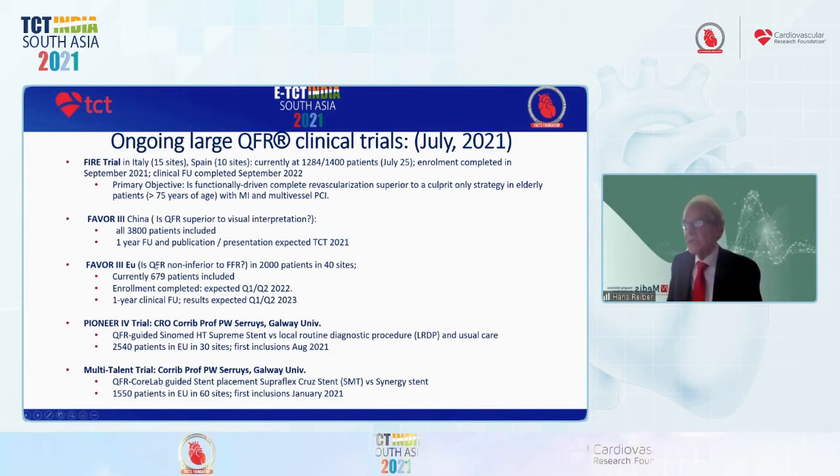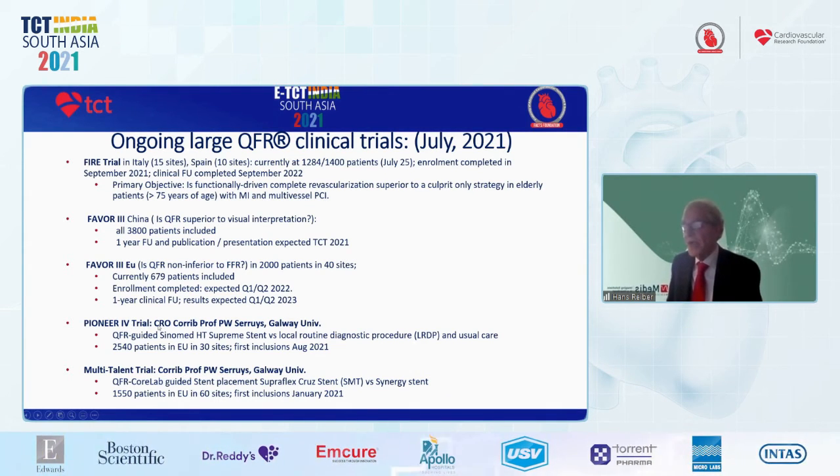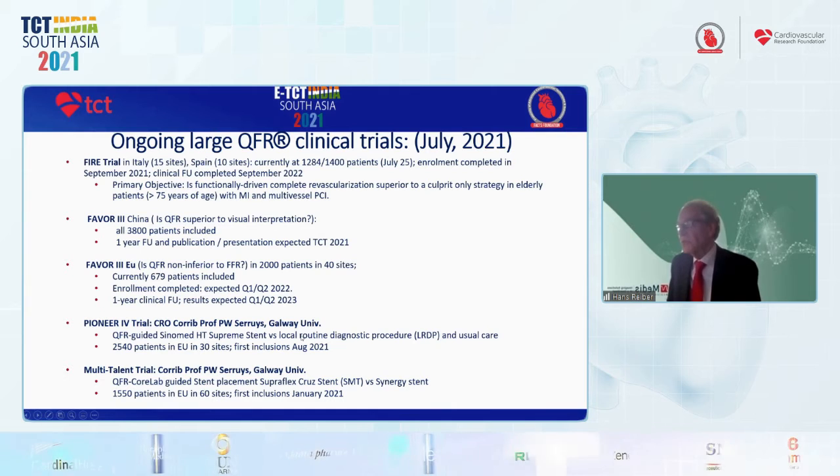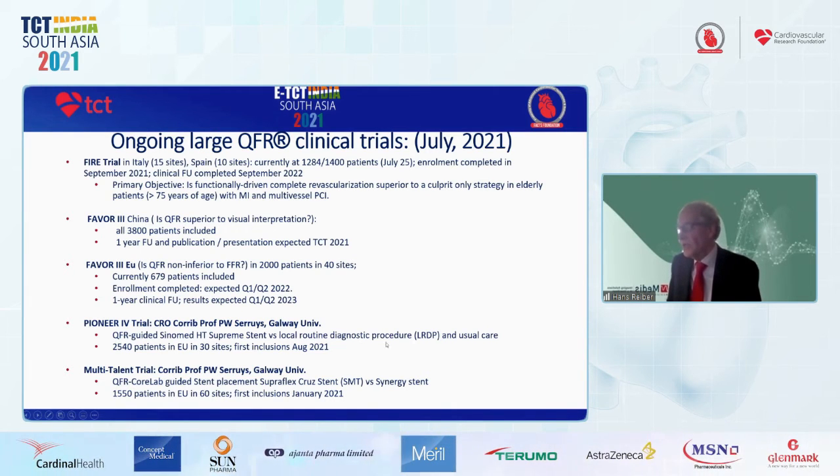We are working hard on the FAVOR 3 outcome trial. The question is QFR, and of course the hope and the expectation is that QFR is non-inferior to FFR in 2,000 patients in 40 sites, and currently we have included close to 700 patients. Professor Serruys is working on the Pioneer 4 trial in Galway. It's the QFR-guided Cinemat Supreme stent versus local routine diagnostic procedure and usual care.